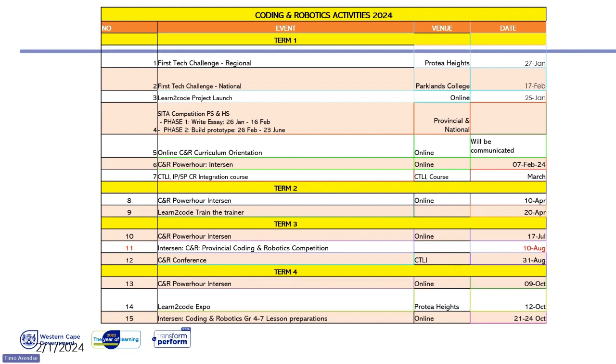Phase one, write an essay, 26 Jan up until 16 Feb. Phase two, build a prototype, 26 Feb up until 23rd of June. And that's provincial and national. Fifth on the program for term one is an online coding and robotics curriculum orientation. The date will be communicated.